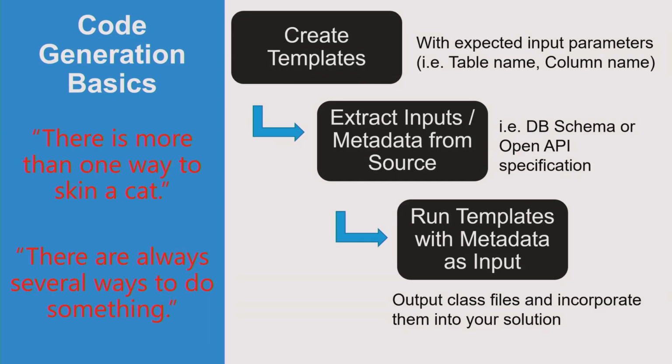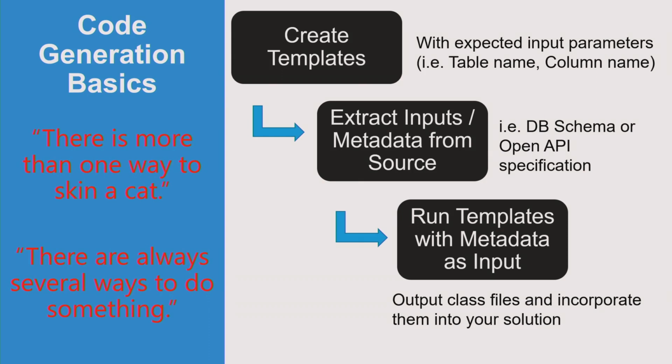All right, basics of code generation. If you haven't had much, you probably have touched it, even if you're not sure what it is, in one way or another. But the idea is that you create some templates that have expected or known input parameters. Then you're getting some metadata from a source. Your source could be a database, DB schema, or an API specification. And you're pulling that out, and you're going to run your templates against that metadata, which generally generates some output classes that you'll incorporate into your solution.